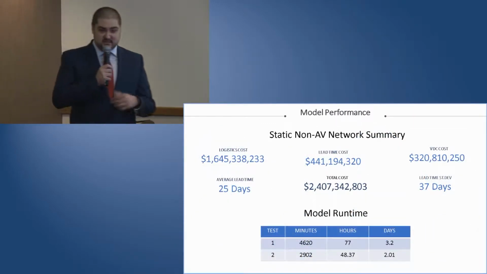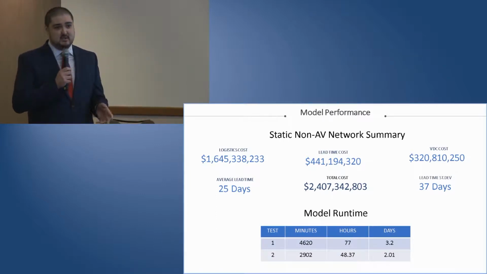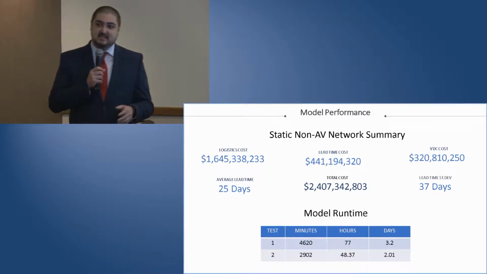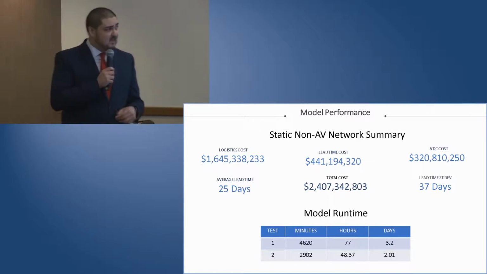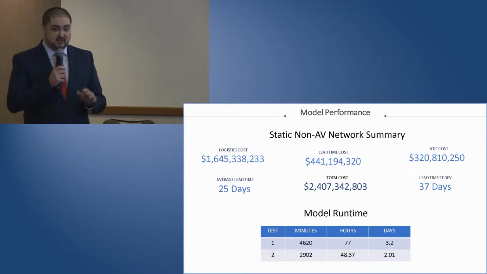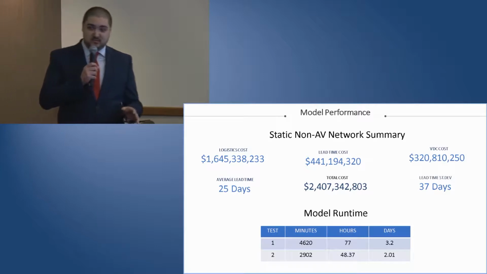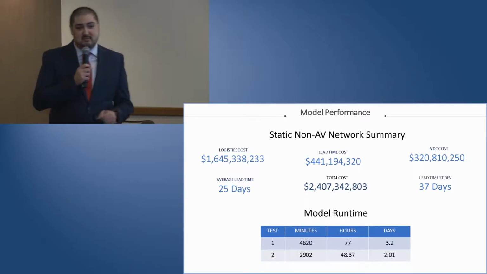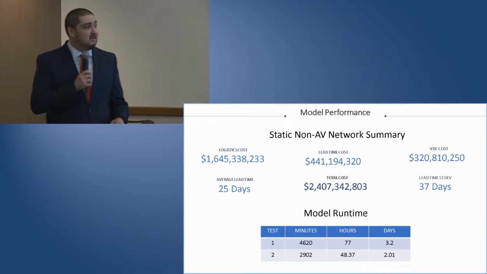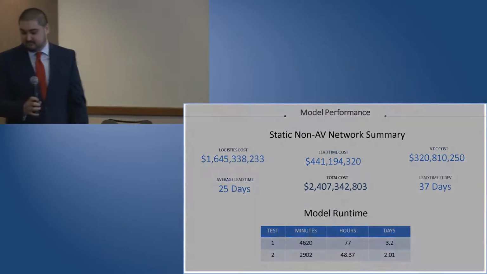So we ran the model twice just so we would have a comparison of results. The first time we ran the model, it executed in a little over 3 days. The second time was a little over 2 days. Our model had a total cost of a little over $2.4 billion for the 2-year period, with an average lead time of 25 days per car. Now I'll pass the mic back to Kim.